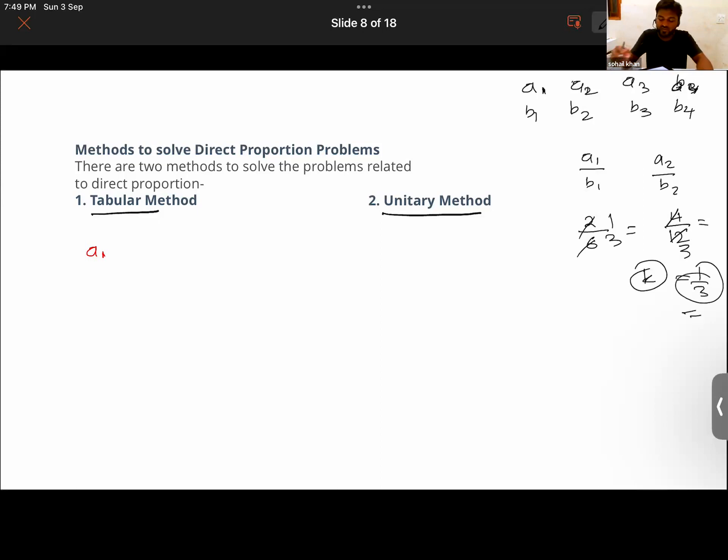Getting it here? So one quantity is increasing, the other quantity is also increasing. If you were to increase 2 to 4, the other quantity is also increasing here. But there will always be a constant relation.